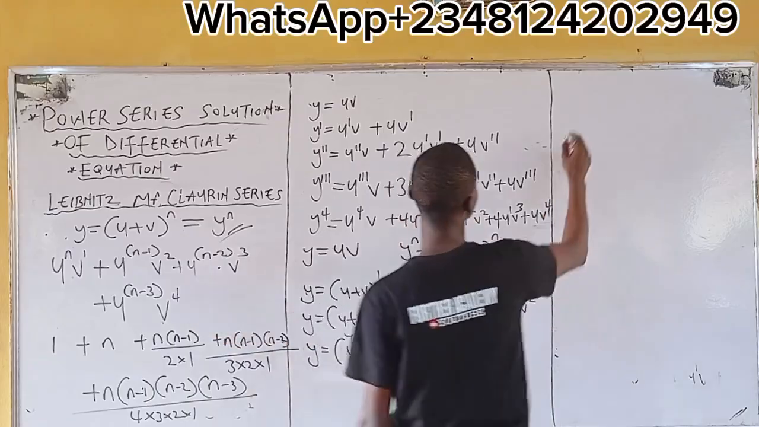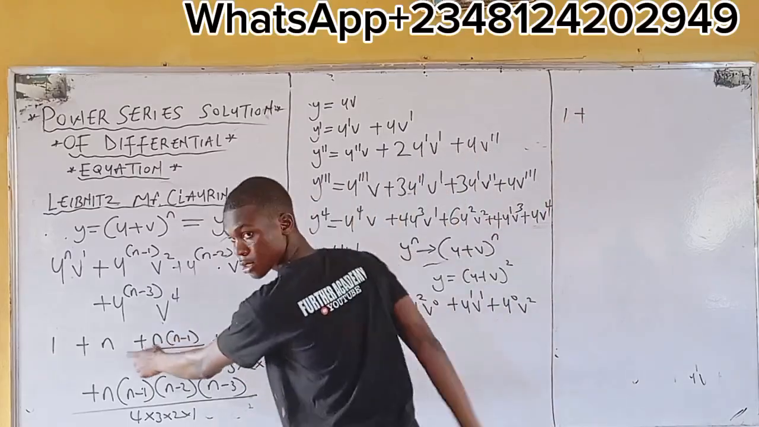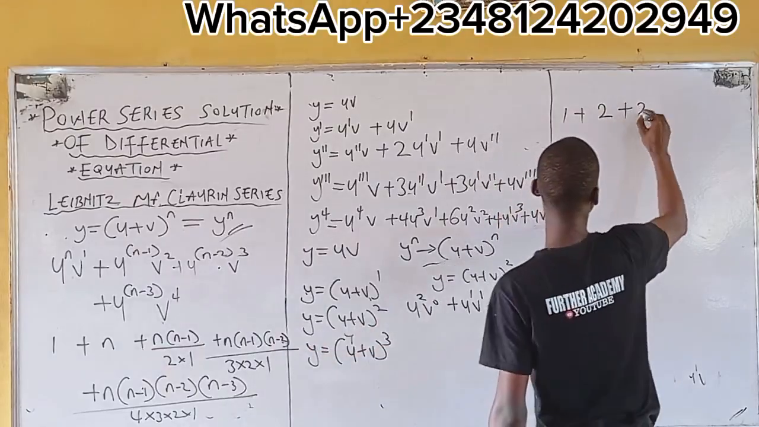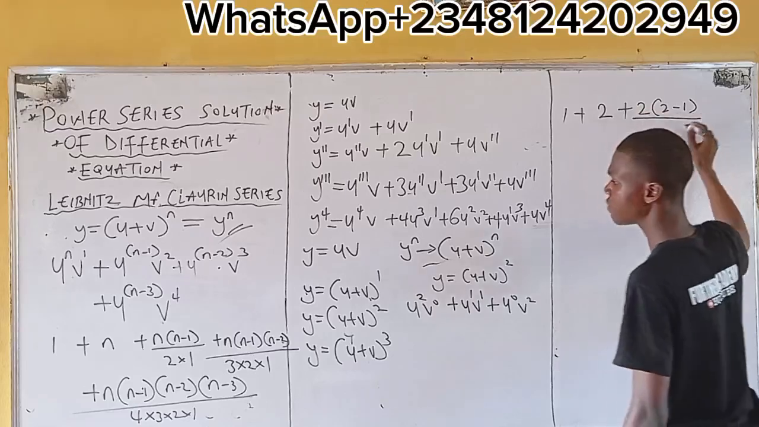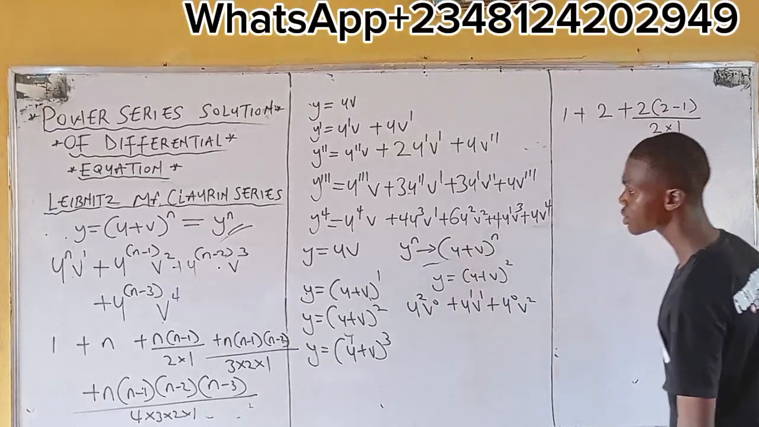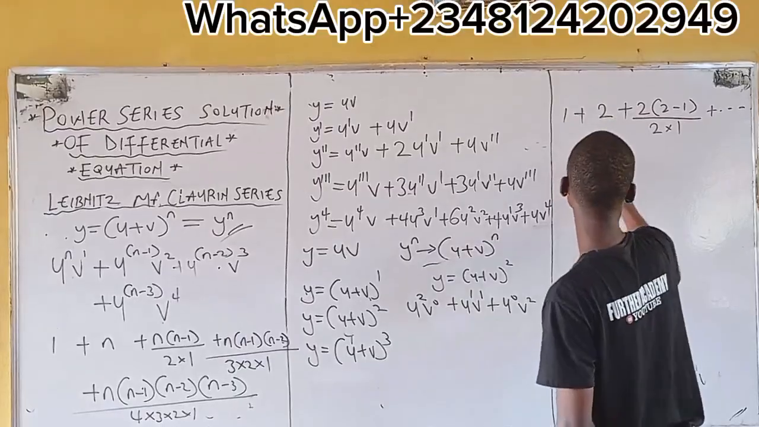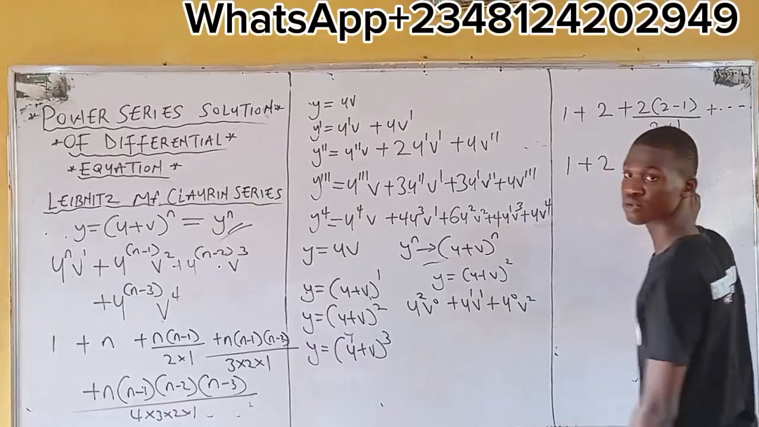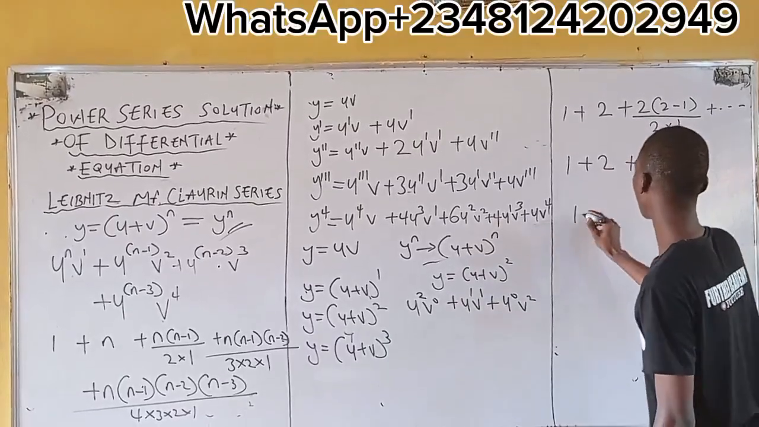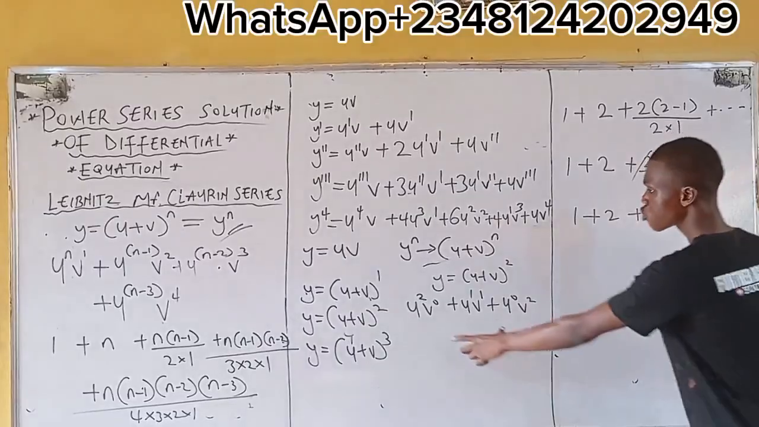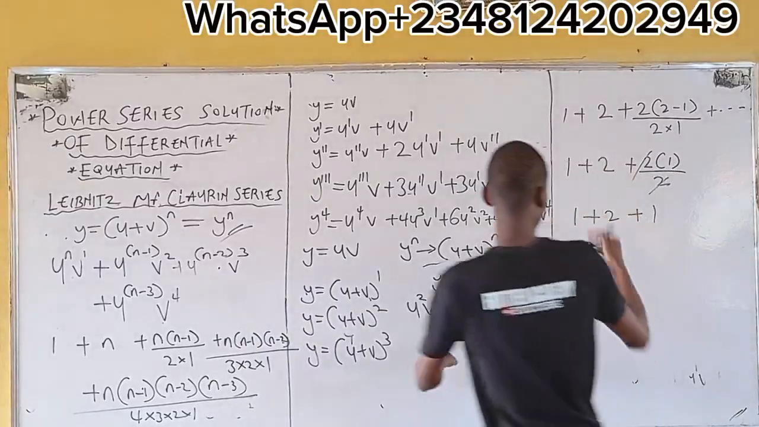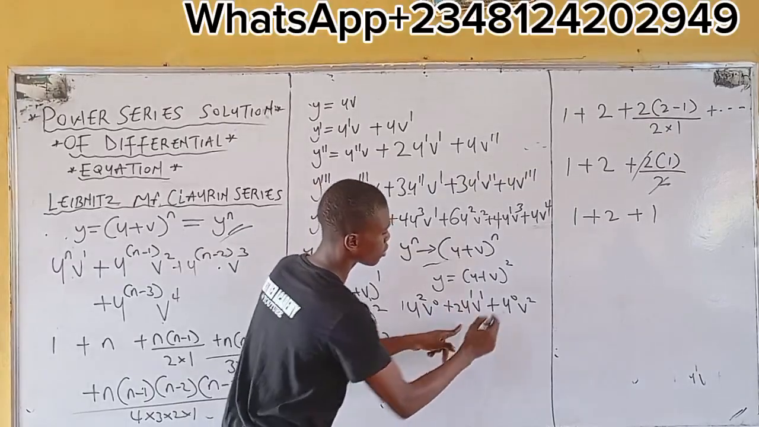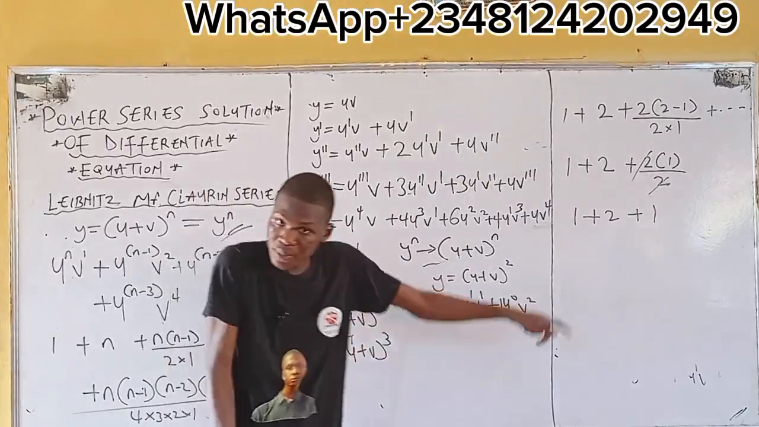It becomes 1 plus, what's your n? Your n is 2, plus 2 all into bracket 2 minus 1 all divided by 2 times 1, right? So I'm having 1 plus 2 plus 2 all into bracket 1 all divided by 2, where this cancels out. So what do I have? 1 plus 2 plus 1. Meaning the coefficient for this expansion is 1 plus 2 plus 1.